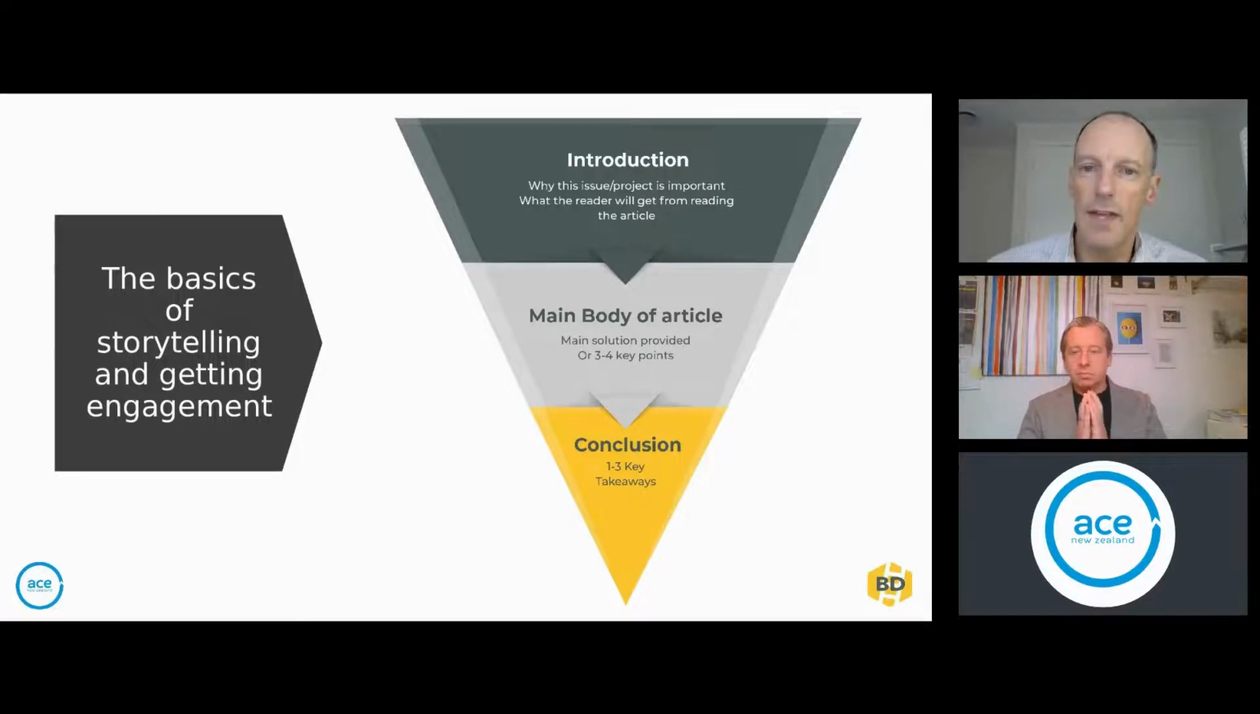In the main body of your article, this is where you're going to provide the solution briefly, sort of, here we've got 3 to 4 key points. How did you answer the issue? And of course, the conclusion. So what are the key takeaways? What, as a reader, can I take away from it? What can I get from reading this? I've spent my time reading that. What can I take away from it?